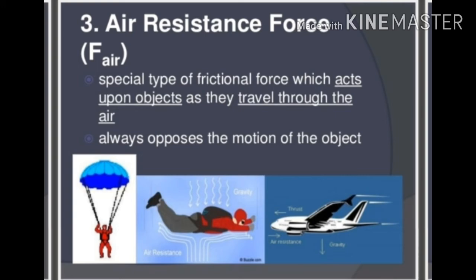Air resistance force. This is a special type of frictional force which acts upon objects as they travel through the air, and it always opposes the motion of the object. For example, a person using a parachute, a person traveling in space, and an aeroplane flying in the air.